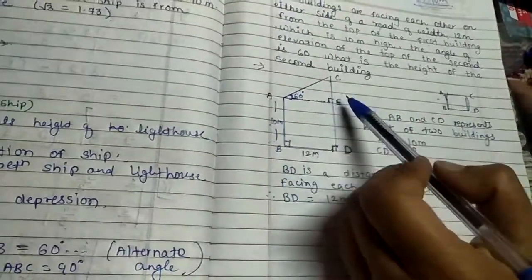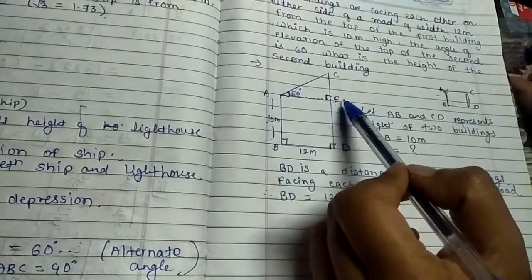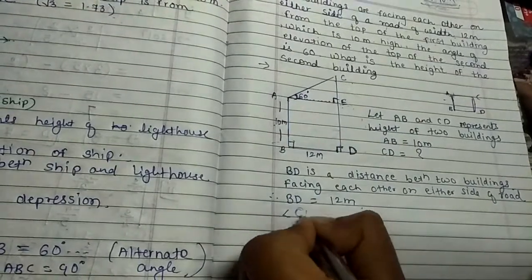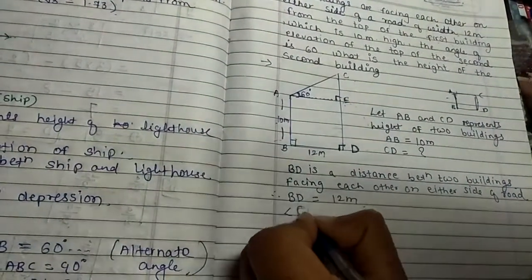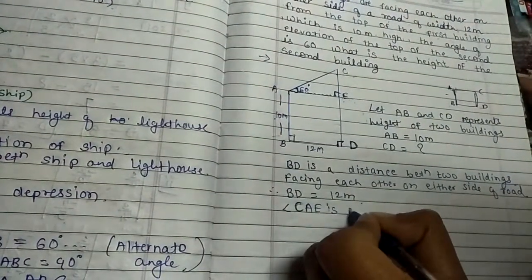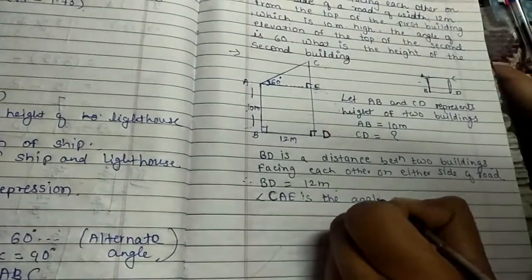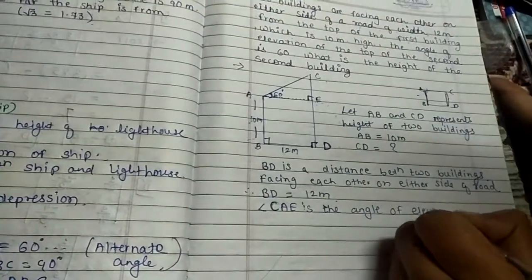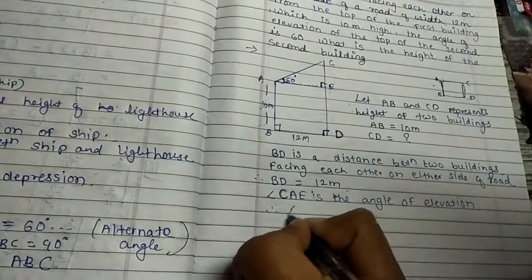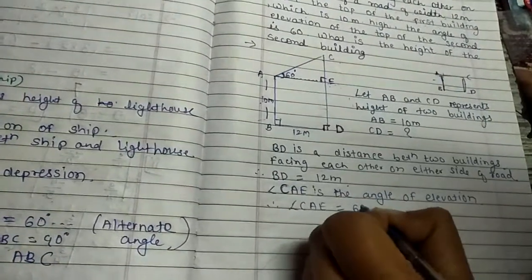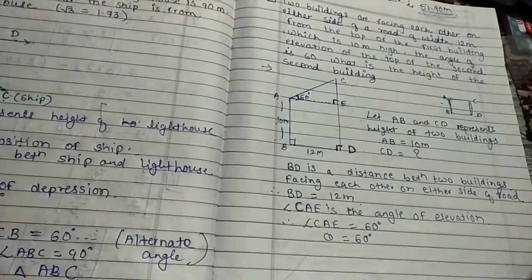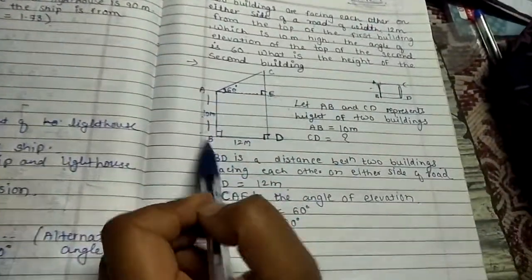Which one is that angle? You can say CAE. So angle CAE is the angle of elevation. Therefore angle CAE is 60 degrees, so theta is equal to 60 degree. After that we have to say that if AB is 10, then ED is also 10.